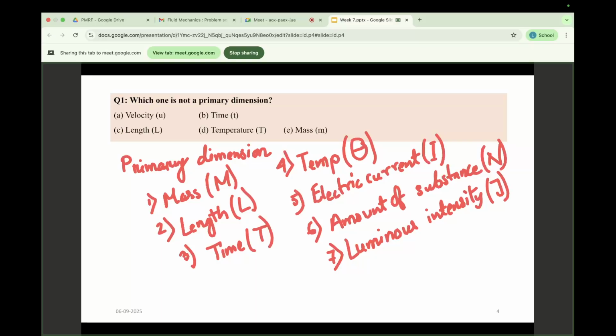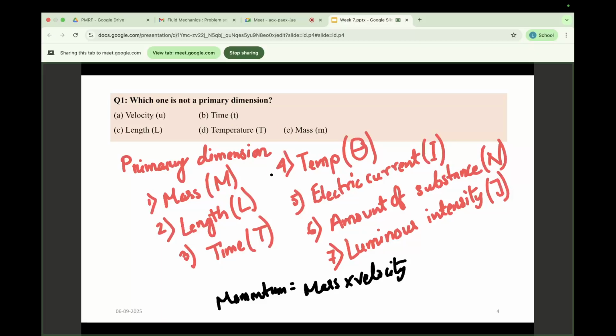Always remember, these are the primary dimensions because they are not dependent on other quantities. They are self dependent, like mass is itself self dependent. If I talk about momentum, you know momentum is mass into velocity, right? So momentum is dependent on mass and velocity, that means on two primary dimensions. So it is known as a secondary dimension, whereas these seven do not depend on others, right?